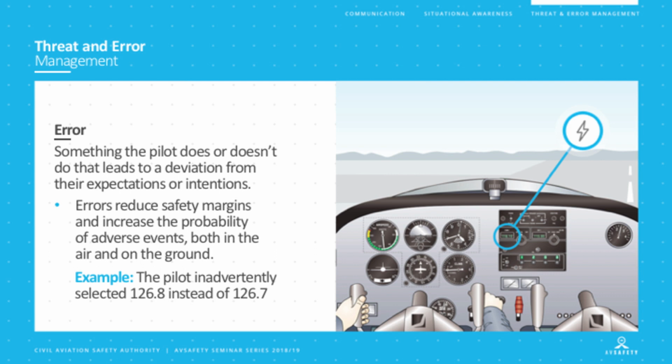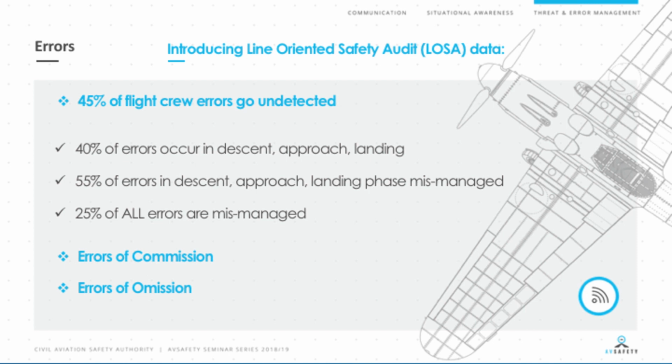So, here's an example on our slide. A pilot inadvertently might select 126.8 instead of 126.7. Not done intentionally, it was just by pure accident. Classic example of a small error. Let's think back to our Foxbat example at the start of our presentation in Port Macquarie. I'm sure the pilot didn't deliberately go flying with the volume turned down. That was an error. It's a byproduct of being human. So, let's talk about errors in the line-oriented safety audit space that we've been speaking about earlier.